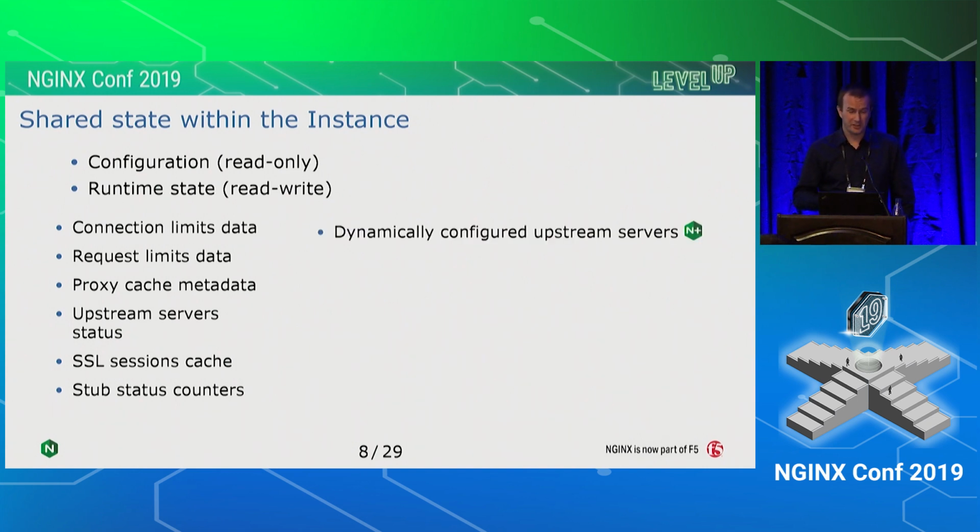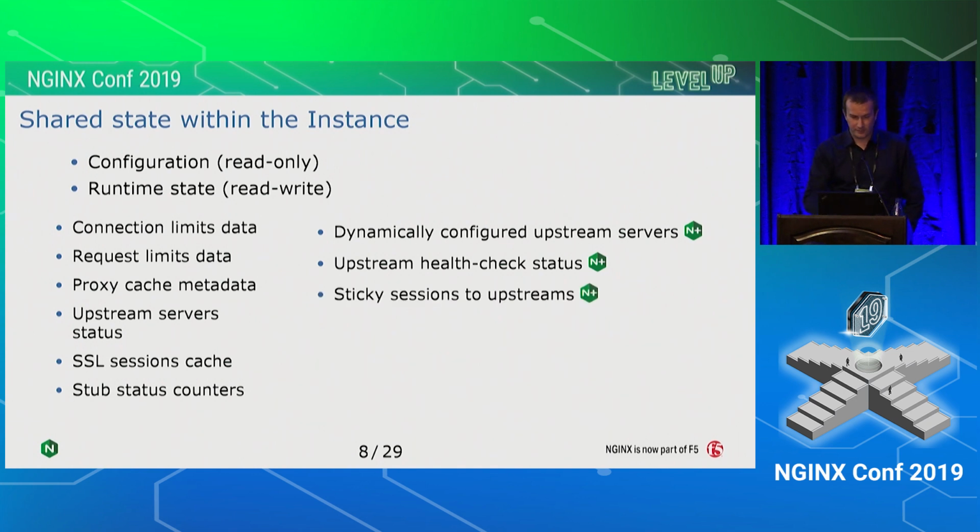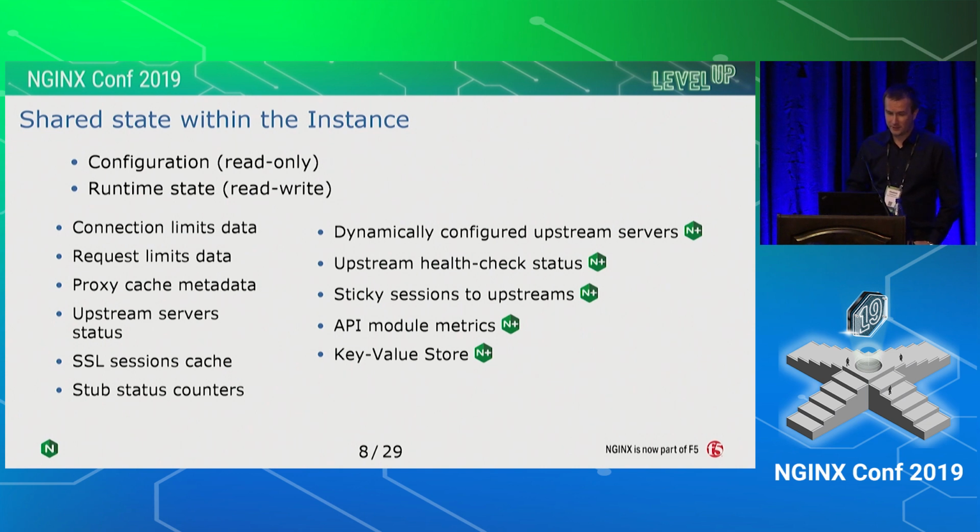And we have even more in Nginx Plus. In Nginx Plus, you can have dynamically configured upstream servers, where servers can be obtained, for example, from DNS, and they can change at runtime. Health checks have their own status for upstreams, and we maintain, for example, a sticky sessions model. And there are a lot of metrics in the API module that are shared. We also have a key-value store module that again shares its data. And we have some other modules like HTTP session log data.